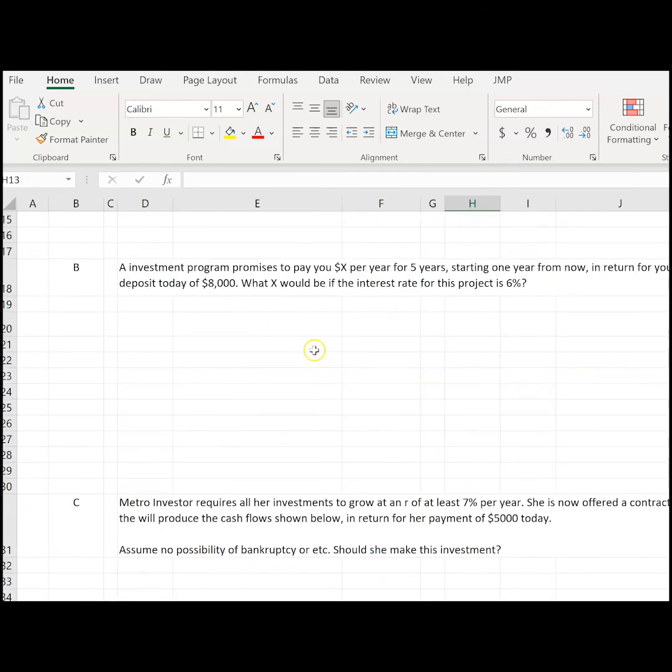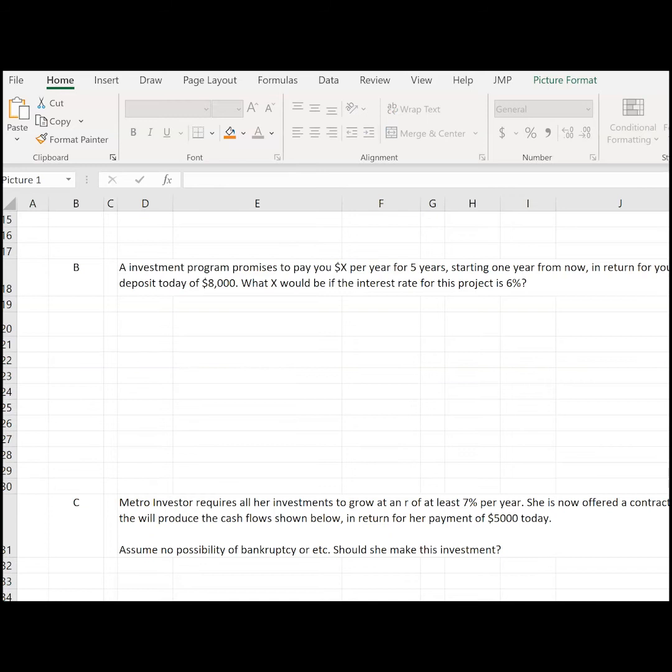All right, question B. An investment program promises to pay you X amount of dollars per year for 5 years, starting 1 year from now, in return for your deposit today of $8,000. What would X be if the interest rate for this project is 6%? Okay, so what we have here is a constant cash flow type problem, or otherwise known as an annuity. We know that because of the wording. It says it's going to give us a certain amount of money every single year for 5 years.